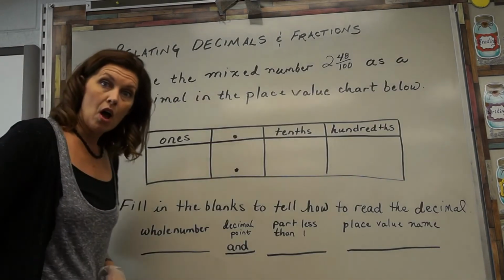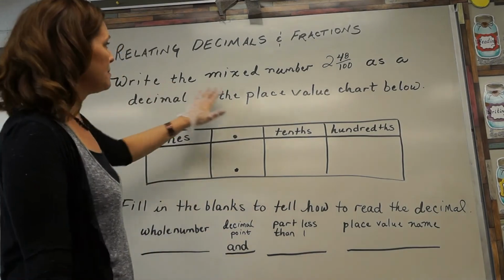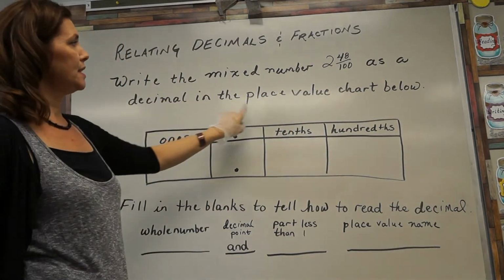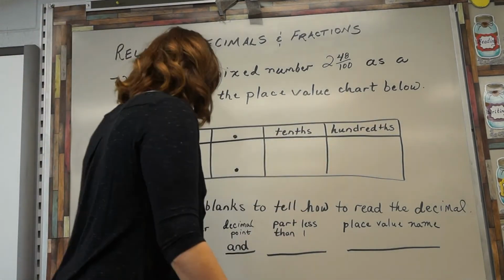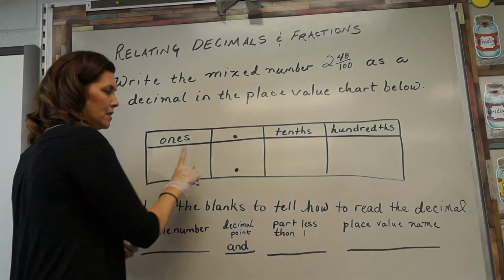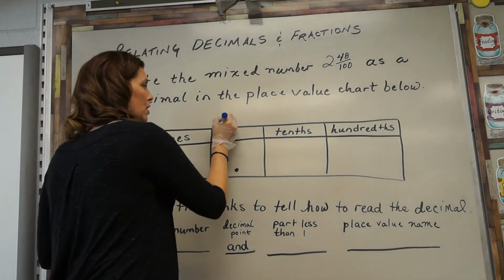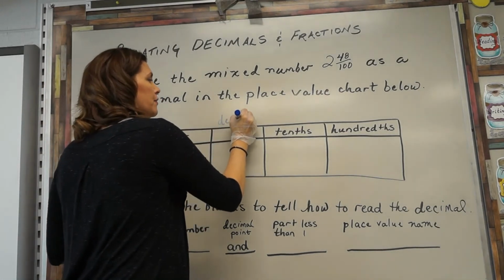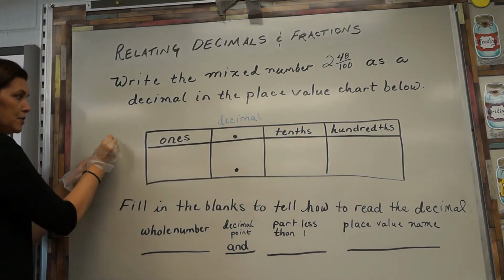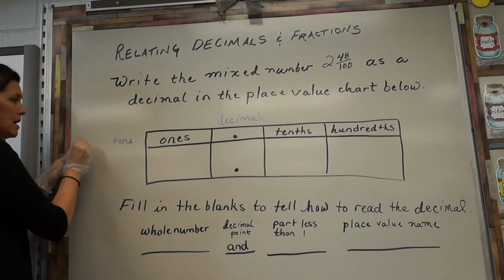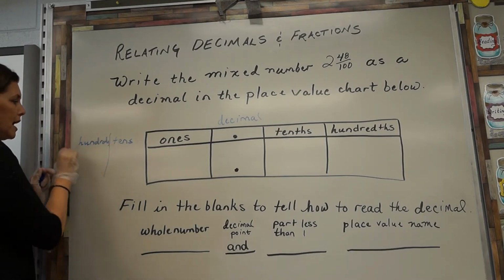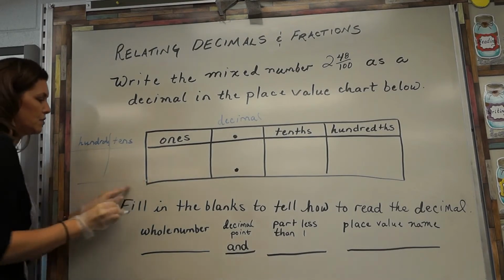Okay, so now we're going to write the mixed number 2 and 48 hundredths as a decimal in this place value chart below. So we know that we have 2, because this is why we're showing this place value chart. Okay, the numbers before the decimal to the left are the regular old place values. So the next one would be the tens place, this would be the hundreds place, etc. Right? If we were to extend this place value chart, that's what's going on.